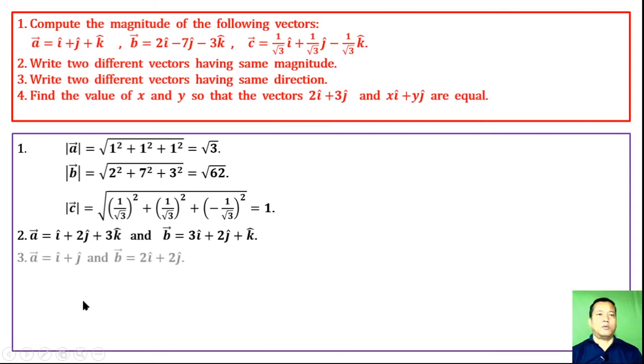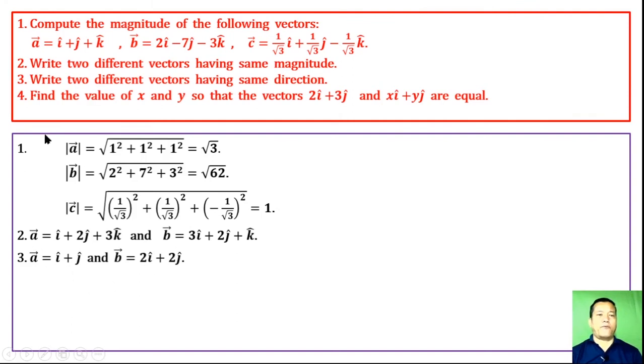Similarly, for question number 3, write two different vectors having same direction. Let a vector equal i cap plus j cap and b vector equal to twice a vector, that is, twice i plus twice j. If a vector is multiplied by a positive scalar, the resulting vector b has the same direction as a, but the magnitudes are not the same.